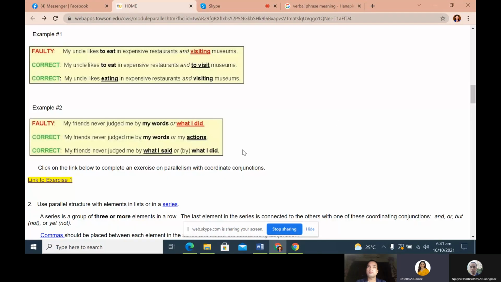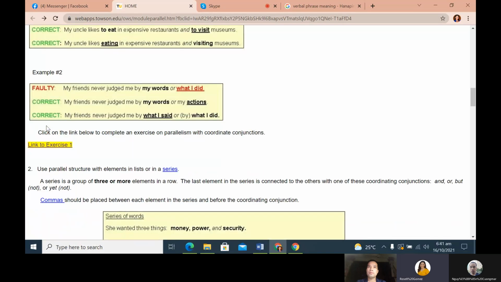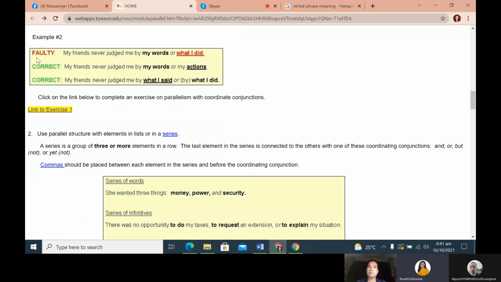Okay, next, look at this one. Example number 2 now. Do you understand the word faulty? Okay, faulty means wrong. Now let's read number 2. Second example, faulty sentence. Please read that one. My friends never judge me by my words or what I did.